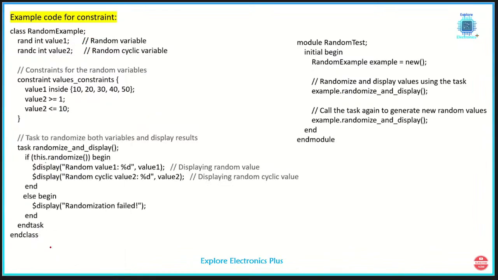And we will be calling the randomize function. Once we call this randomize, it will go and look for the constraint we have written. It will also adjust the randomized values within this particular range or the condition we write in a constraint. And again, this function, randomize and display, we are calling inside a module over here. You can see randomize and display through an example handle of this particular object.